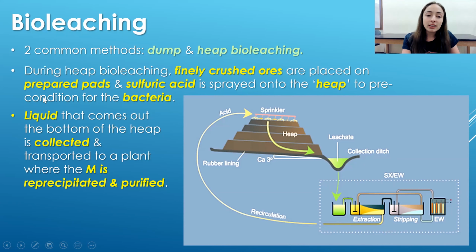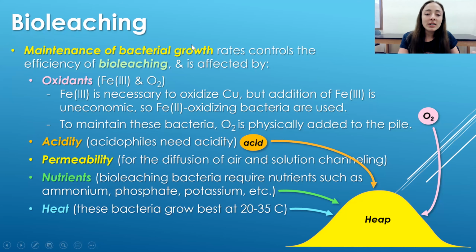Then the liquid that comes out of the bottom of the heap from the prepared pad is collected, and this collected liquid is transported to a plant where the metal is reprecipitated and purified. But one of the main things that affects the efficiency of bioleaching is the maintenance of bacterial growth, because we're just letting those indigenous bacteria that like the acidic environment and want to oxidize and dissolve those metals take hold and do their thing.